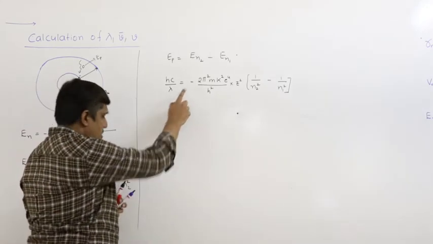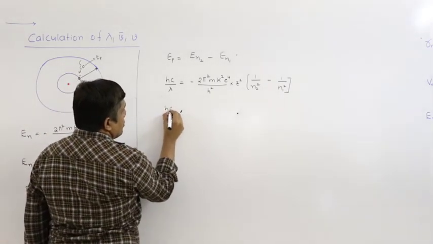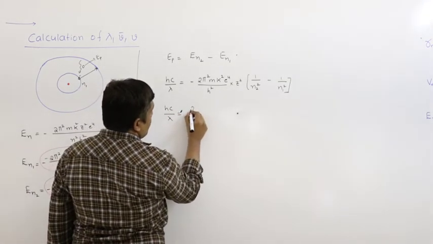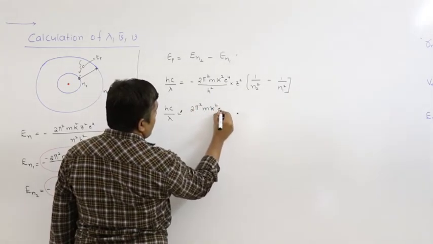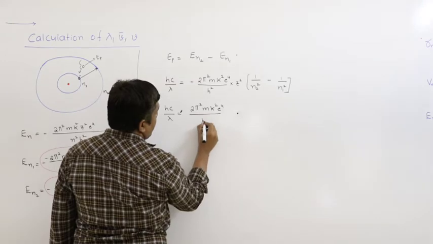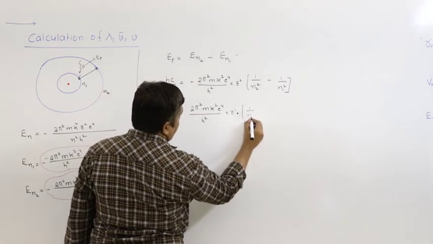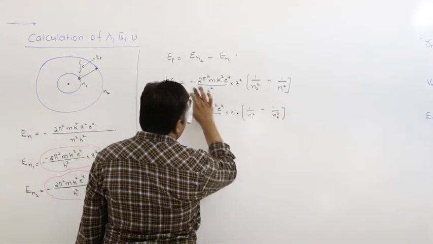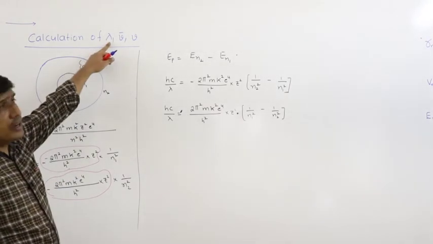Now here you can see there is a negative sign. So I can multiply with that negative sign inside. So hc by lambda equals 2π²mk²e⁴/h² × Z² × (1/n1² minus 1/n2²), multiplying the negative sign inside. Right. Now I have to find the equation to calculate wavelength.